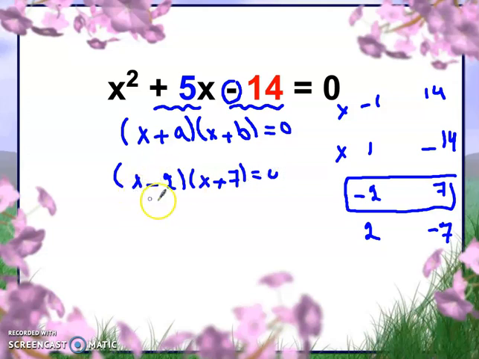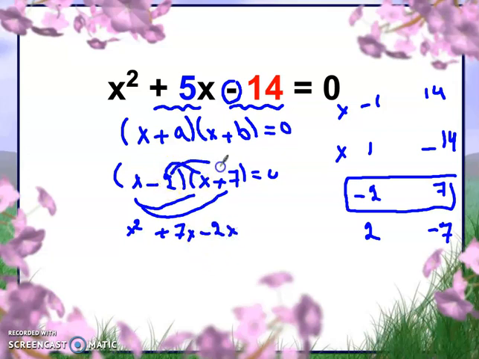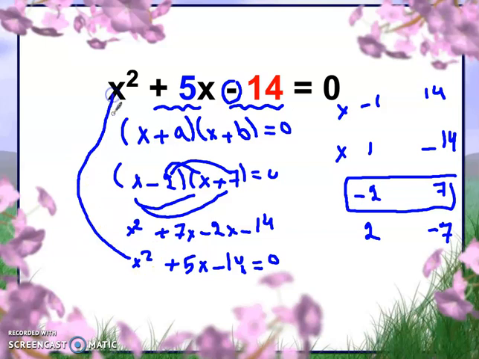Let's check it. So x times x equal to x squared. x times plus 7 equal to plus 7x. Minus 2 times x equal to minus 2x. And minus 2 times plus 7 equal to minus 14. So x squared plus 7x minus 2x equal to plus 5x. Minus 14 equal to 0, which is the original one.